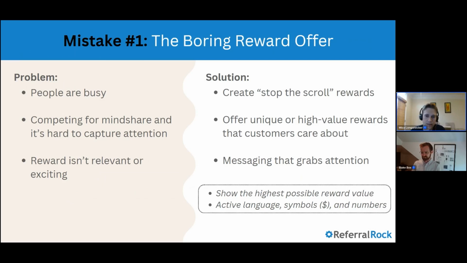For example, one type of reward structure that we often recommend is called a bump reward. And that's where you offer a higher value, say like earn $200 for your first referral, but then maybe smaller rewards are then available afterwards. In your messaging, you also want to follow good copywriting best practices. You want to use active language. You want to use symbols, especially dollar signs and numbers, things that'll stand out. So think about someone scrolling through social media or reading through emails. What's this good copy that's going to really jump out and get them excited?